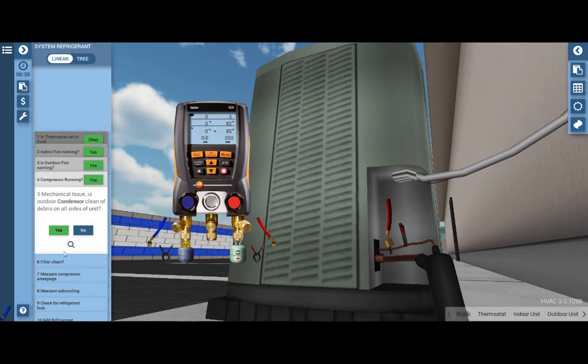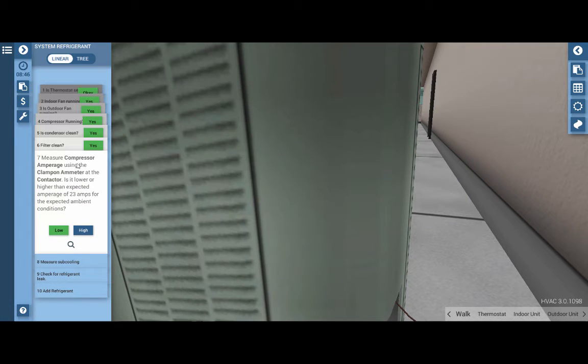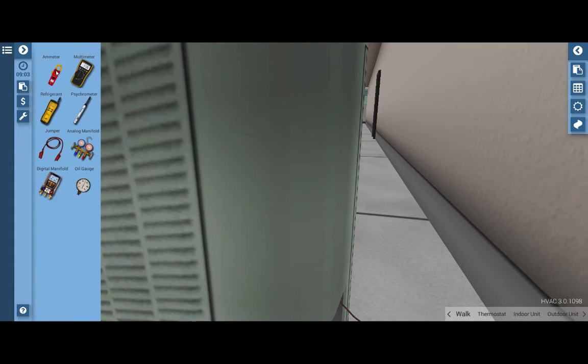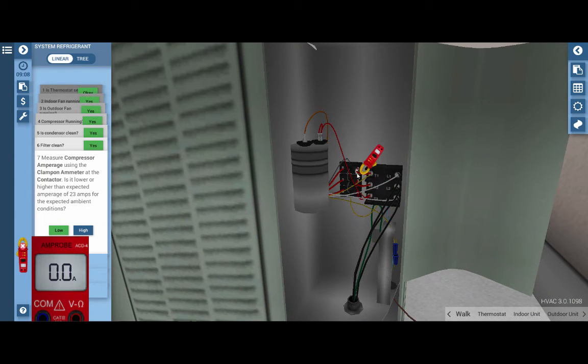So our next step, and we're going to skip a little bit on the procedure guide because we've already determined that the filter's clean. Using the procedure guide, our next step is to measure the compressor amperage at the compressor contactor. Under normal conditions, this particular unit should draw 23 amps for the expected load conditions. Now, click on the toolbox tab and take the clamp-on ammeter out. Open the door and place it on the glowing hotspot, which will measure the compressor current. And as we can see here, we've only got 17 amps.